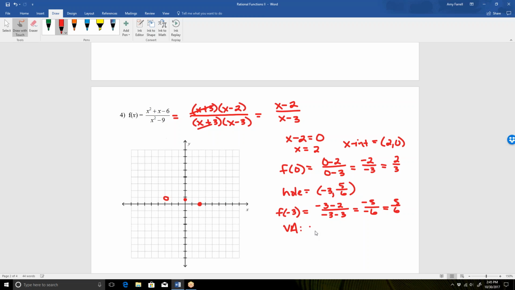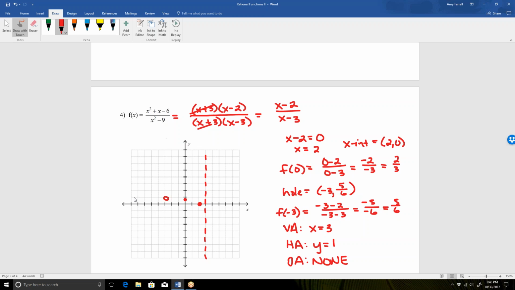Vertical asymptote, we have just one, x equals 3. I looked at my reduced function and I found the 0 of the denominator. So x equals 3 would be this line right here. And I also have a horizontal asymptote of y equals 1. We have the same degree in the numerator and denominator. Take the ratio of the leading coefficients. You can look at the original function. You could also look at the reduced function. It's going to give you the same answer. No oblique asymptote.